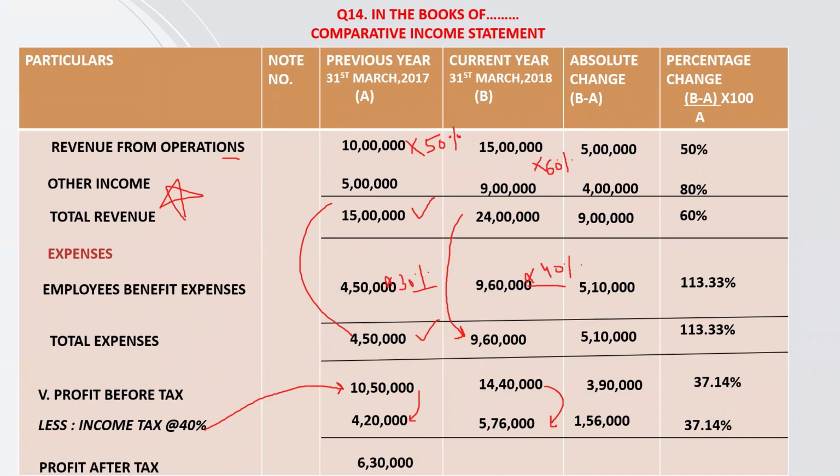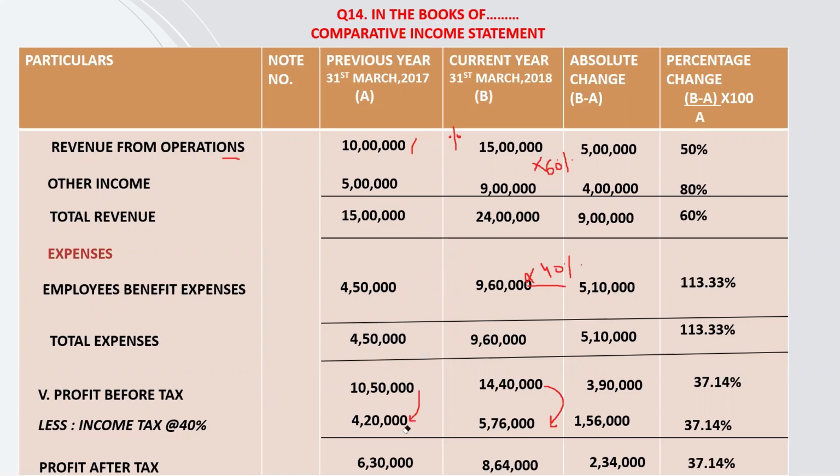Profit after tax 6,30,000, 8,64,000, difference 2,34,000. Again, because the tax rate is the same for both the years, the percentage change will be the same. So you can minimize these 3 steps in calculating percentages. Once you have calculated it, if the tax rate is the same, then you can write the same percentage in all 3 sides: profit before tax, income tax, and even profit after tax. So this will help you to save your time as well. I hope it is clear now.